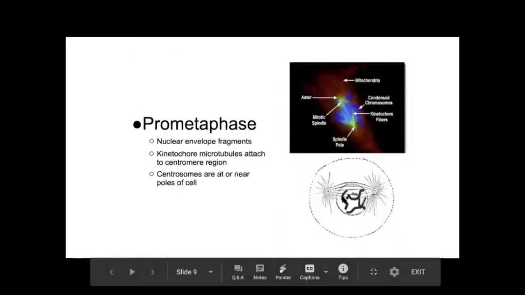All right, prometaphase. Again, the nuclear envelope is going to fragment, so you might be able to see it, you might not. You might see the centrioles a little bit more. These are going to be more condensed, however. So in prometaphase, you'll definitely see the chromosomes.